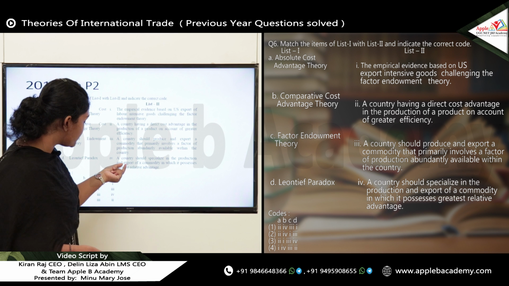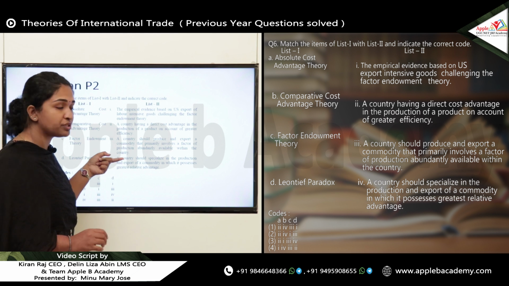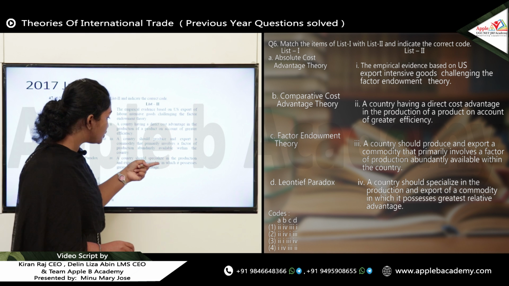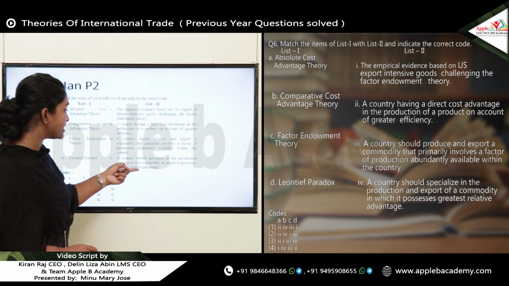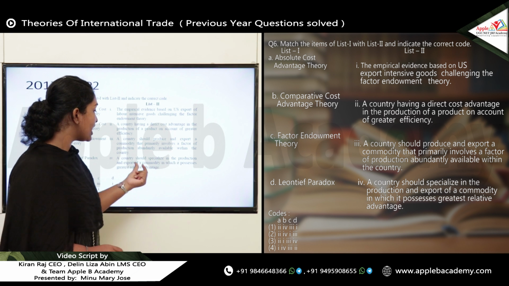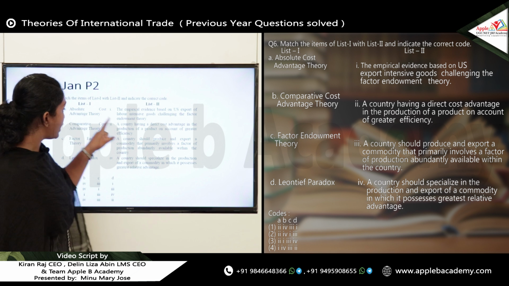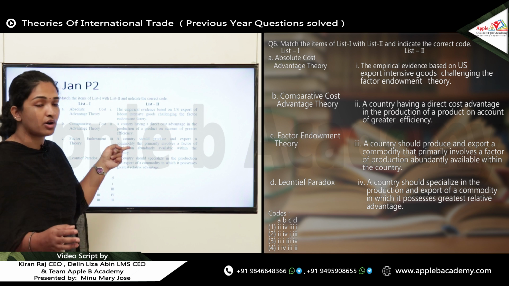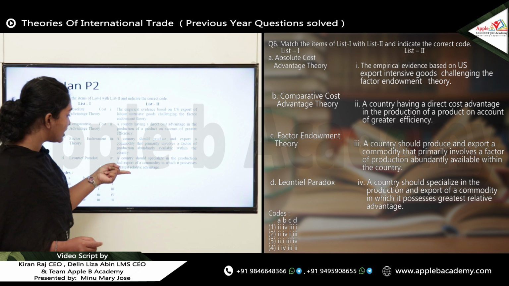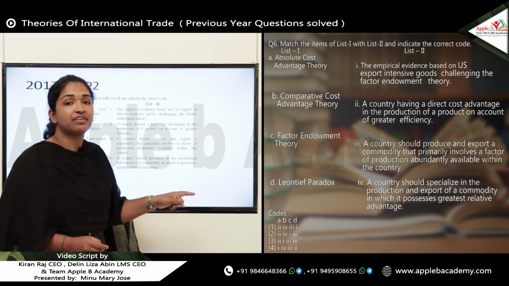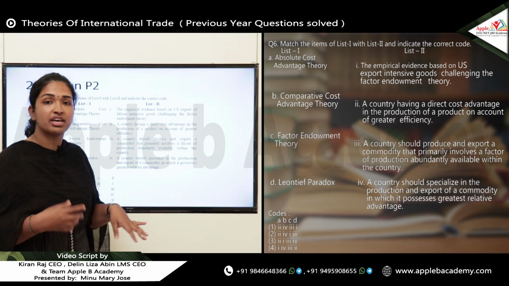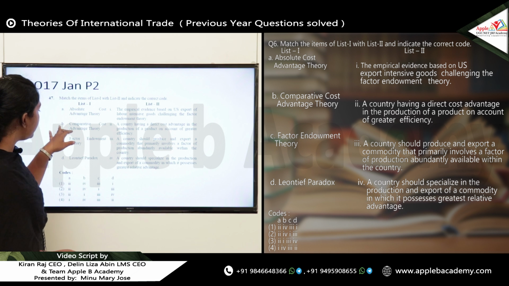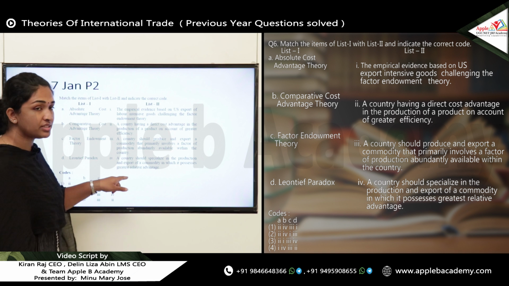So the option could be option 4, that is a country should specialize in the production and the export of a commodity in which it possesses greater relative advantage. As against the absolute cost advantage, which only considered the absolute differences in the cost, comparative cost advantage theory considered the relative advantage that it has over the production in the other commodity. So option B can be matched with option 4 from list 2.